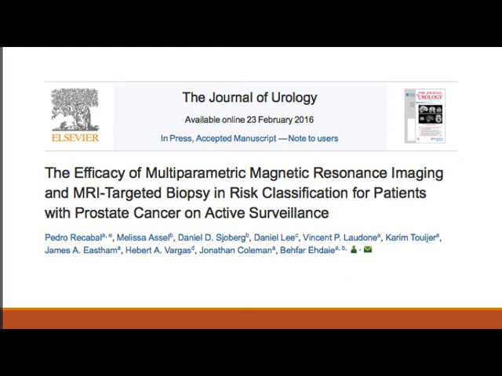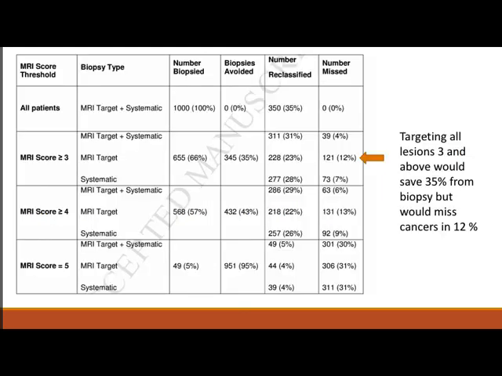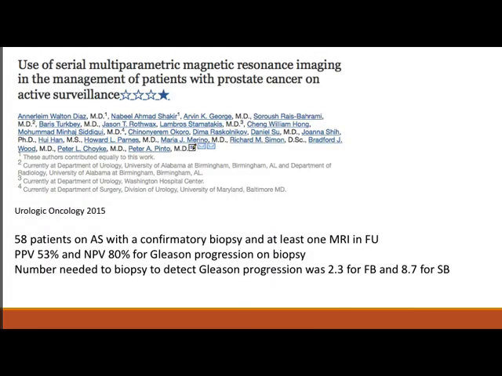Rekabal et al. recently published on the efficacy of MRI and targeted biopsy in reclassifying those on active surveillance. And this showed that if you just did MRI targeted biopsying rather than systematic or systematic plus MRI, you would save 35% of men from having another biopsy, but you would miss cancers in 12%. So there's always a downside.